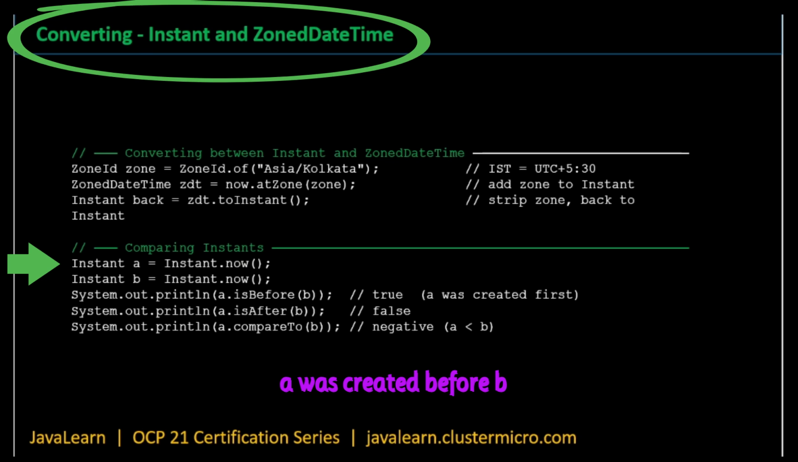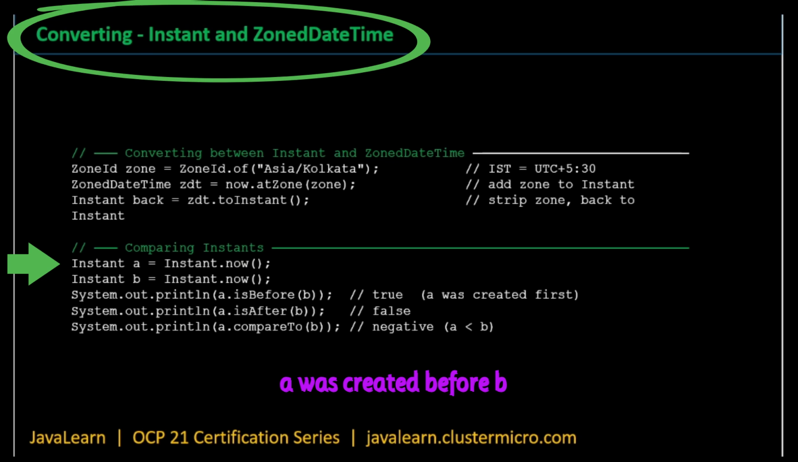Then we have System.out.println(a.isBefore(b)), so it will be true. isBefore returns true if this Instant comes before the argument. So a was captured before b, so a is earlier in time, so a.isBefore(b) returns true. Okay, then we have System.out.println(a.isAfter(b)), so it will be false. isAfter returns true if this Instant comes after the argument, so a is earlier, not later, so a.isAfter(b) returns false.